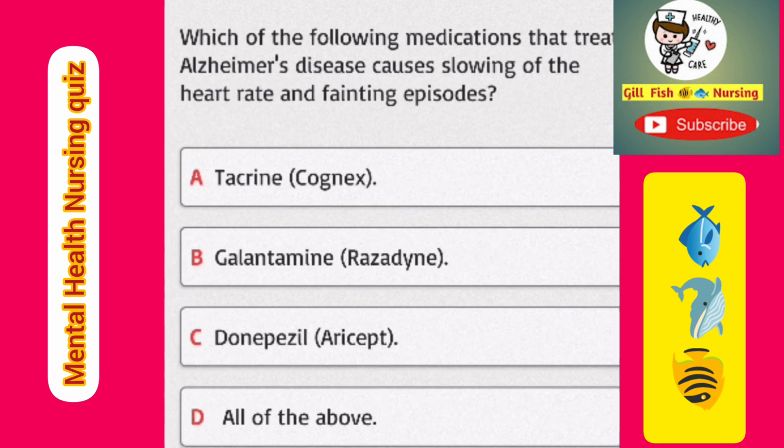Next question. Which of the following medications that treat Alzheimer's disease causes slowing of the heart rate and fainting episodes? So you are taking Alzheimer's disease, that means what will be there? So what is the answer? A. Tacrine, B. Galantamine, C. Donepezil, and D. All of the above. Which drug would you administer? So you will take all of the above, as they slow the heart rate and cause fainting episodes. Okay, fine. Next question.